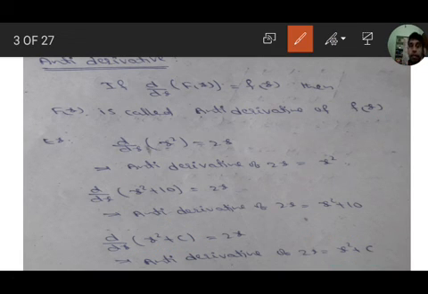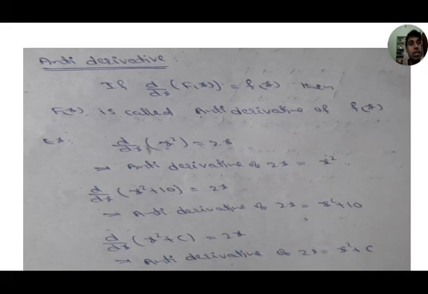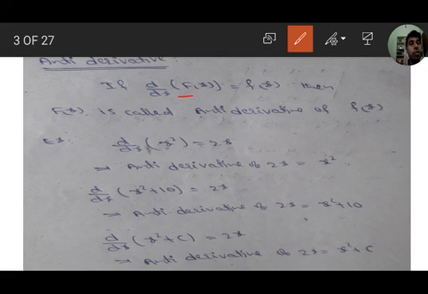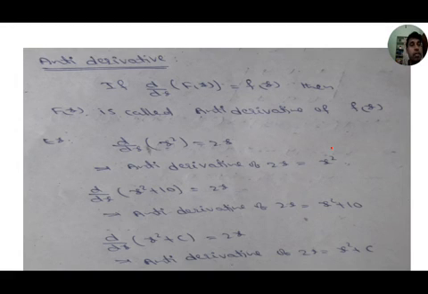It is an antiderivative, means if the derivative of capital F of x equals small f of x, then capital F of x is called an antiderivative. Capital F of x is an antiderivative of small f of x, and small f of x has many antiderivatives, not a single one.